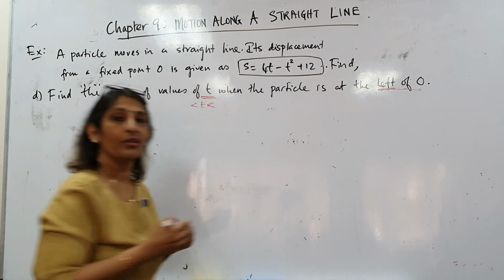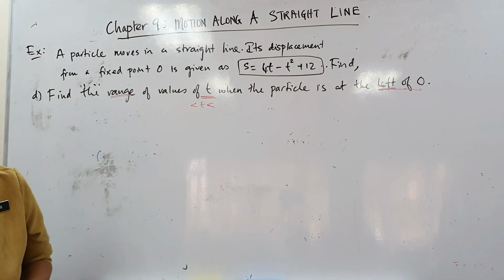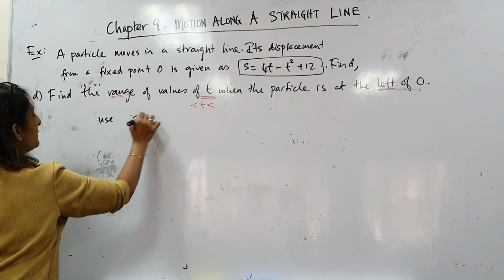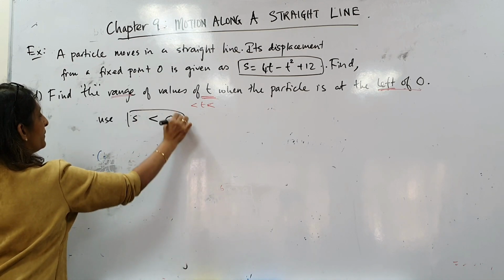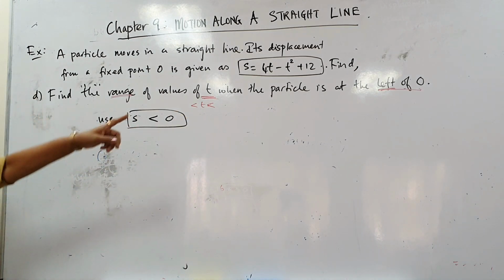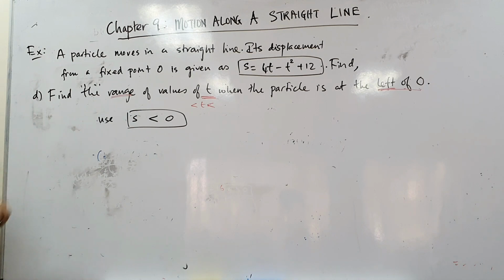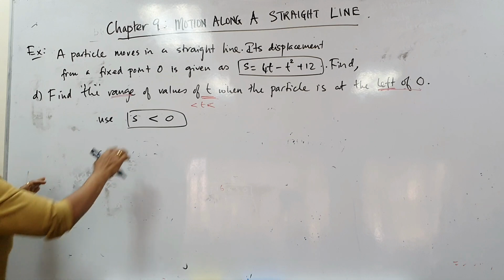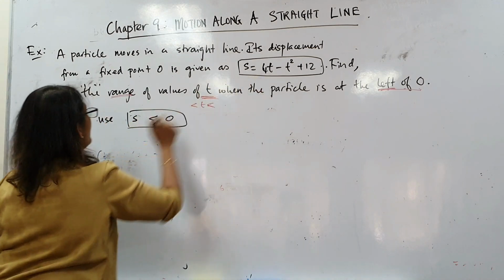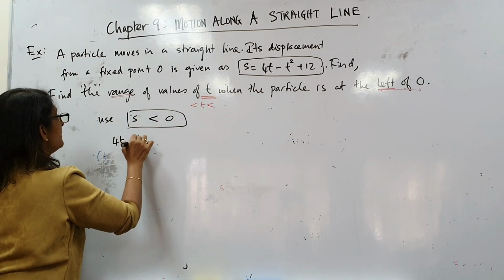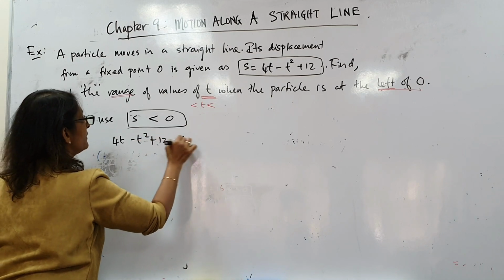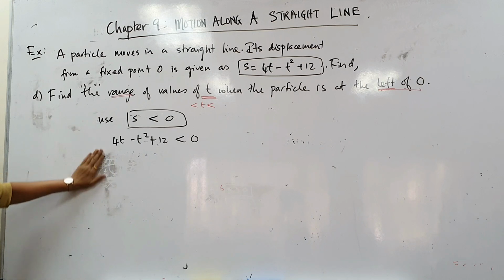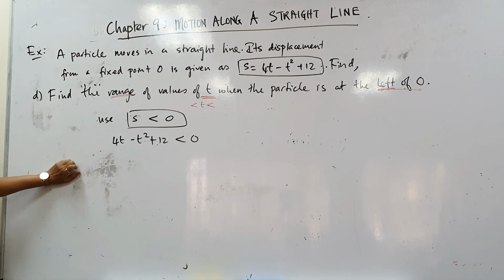Okay, particle on the left of O, go back to the notes and see what you have to use. When they say left of O, we use S is less than 0. This is what we're supposed to use. When the particle is on the left of O, we are going to use S is less than 0. So we sub the S with the equation given. So 4t minus t squared plus 12 less than 0. Now this is an inequality. So we got to do it the inequality way.